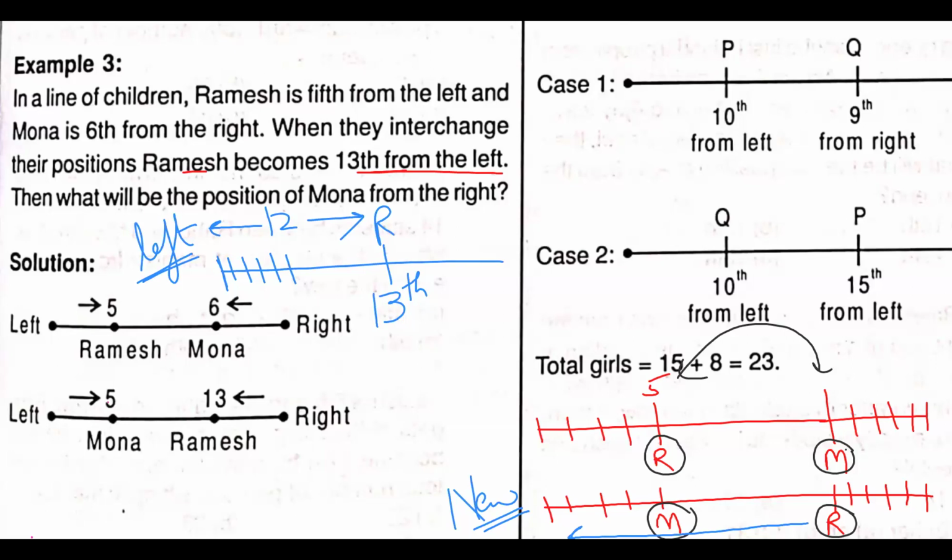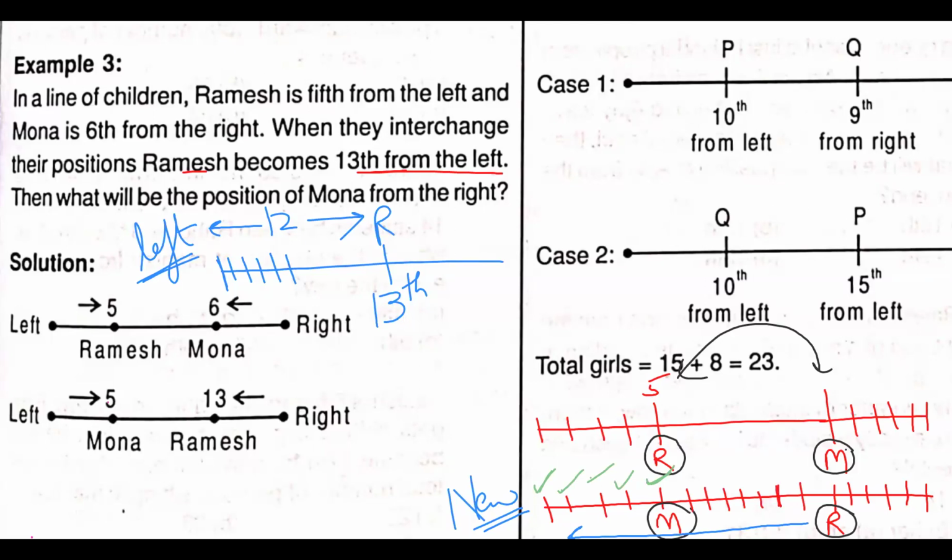Now let us draw it. So still we have 1, 2, 3, 4, 5. 5 people we already have to the left of Ramesh. Right? Can you see? 1, 2, 3, 4, and 5, including Mona. 5 we already have. We want to place 12. How many more? 7 people more we'll place. Right? 1, 2, 3, 4, 5, 6, and 7.